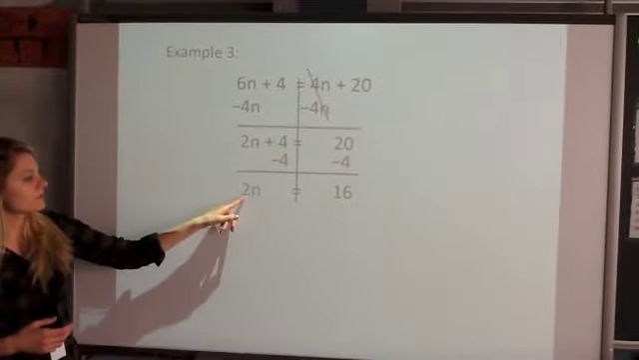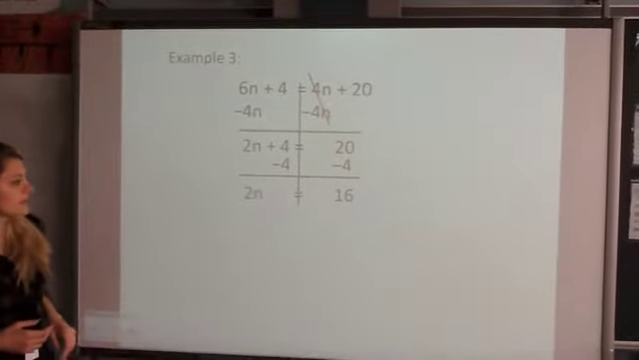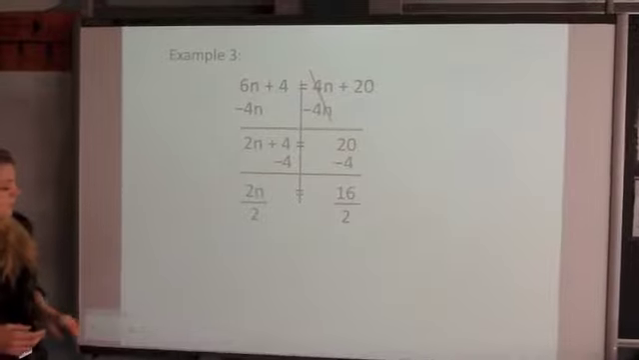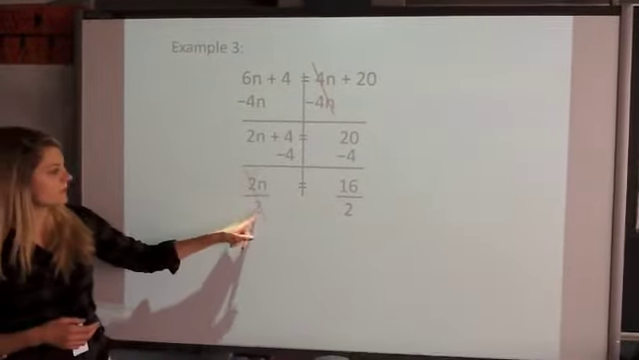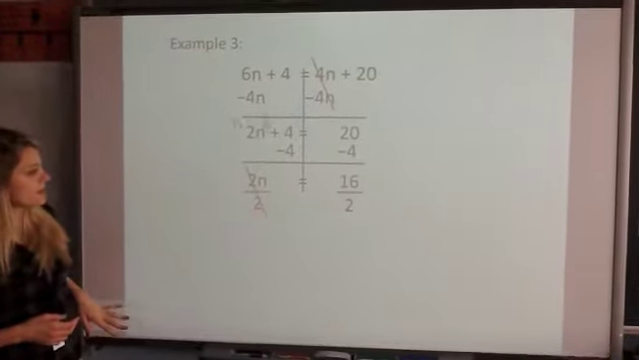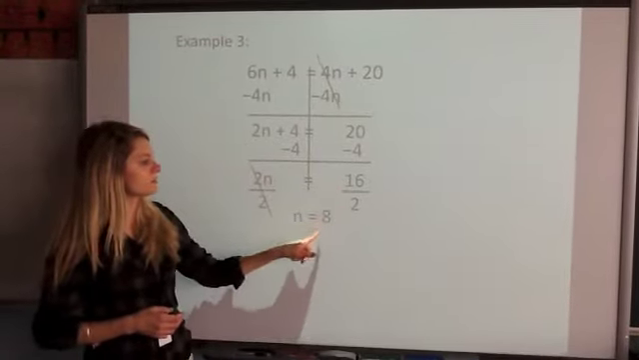And I want to get rid of this 2. So I can divide both sides by 2. That cancels out my 2 over here because 2 divided by 2 is 1. So I'm just left with n is equal to 16 divided by 2, which is 8.